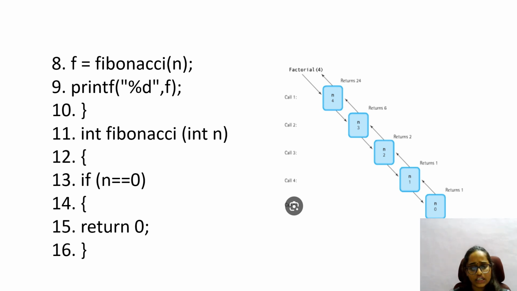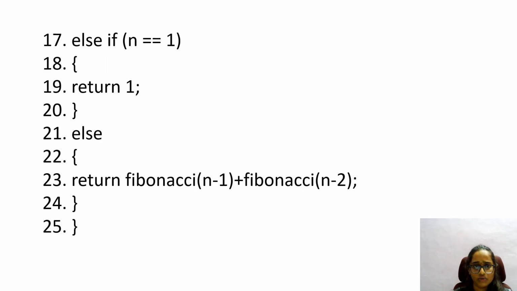Here, if condition, if n is equal to 0, it will return 0. So here we can take n as 4. Then n, that is 4, is not equal to 0. So the condition is false. It goes to another one. Else if 4 is not equal to 1, so the condition is false. It goes to the else block.